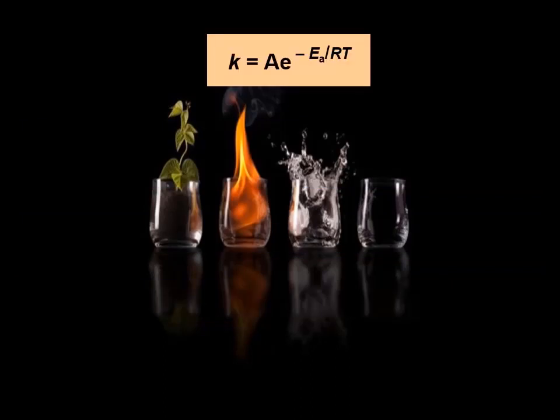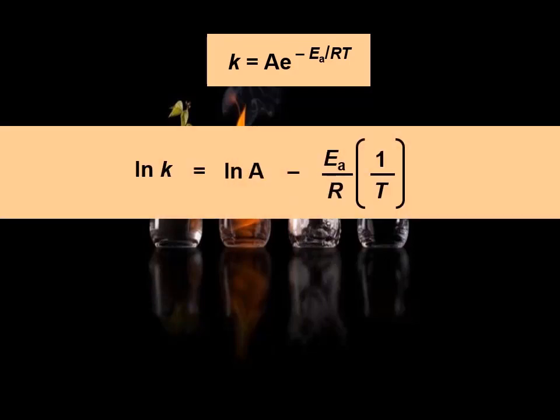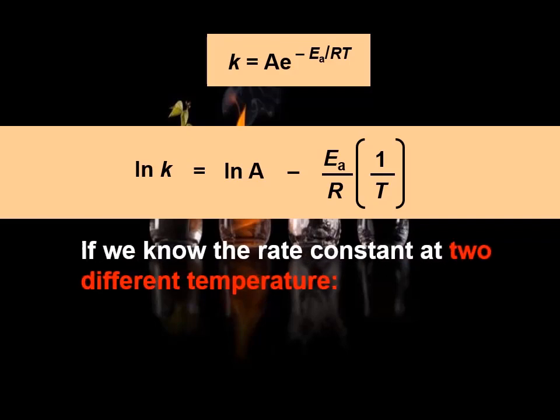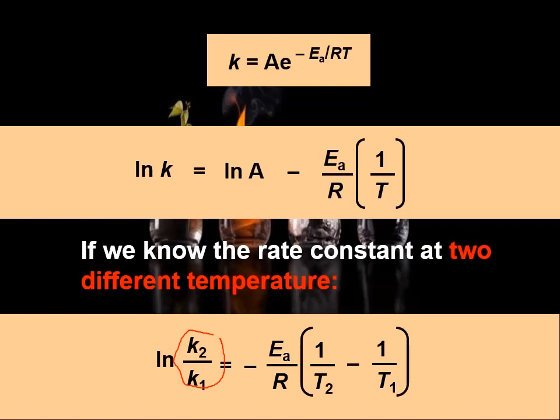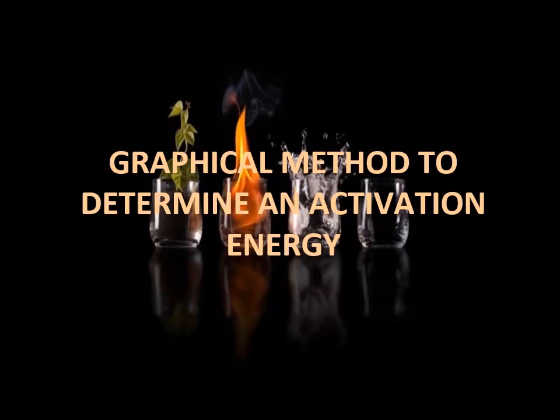From the Arrhenius equation, we can get a second equation by applying ln on both sides. But when we are given rate constant values at two different temperatures, the formula will be like this. Assignment of k1 and k2 will depend on the data given. Next is the graphical method, how we determine the activation energy.